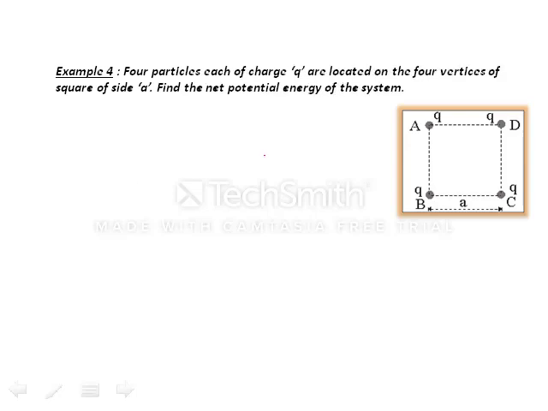We could see still another example. Now in this example there are four particles, each of charge Q and located at the four vertices of a square having side A. We have to find the net potential energy of the system. Again we'll proceed in the same way. We'll just check out how many pairs are there. There are 6 pairs: AB, AC, AD, pairing with A, with B, BC, BD, that with C, CD. So there are these net energies, these 6 terms.